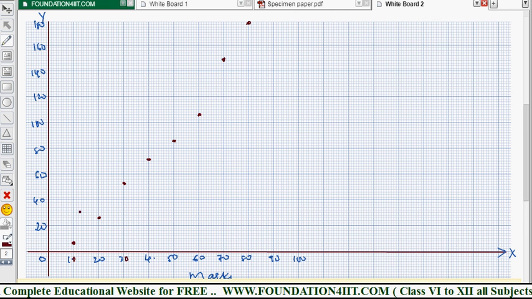If we join freehand from 0, so the starting point is 0 comma 0. We can join freehand perfectly, and if we join, we get exact answers. Okay, so let's do this.